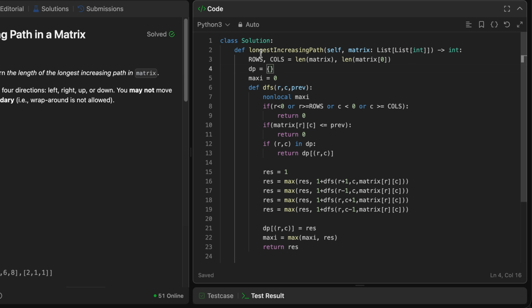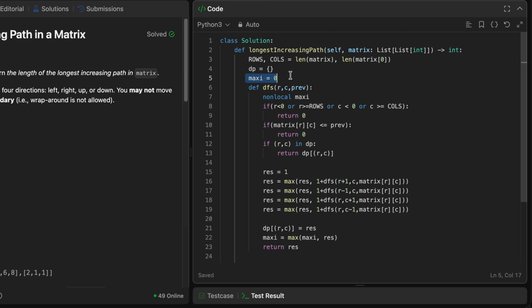So this is the code. First of all, I'm taking the rows and the columns from the given matrix. This makes it easier to do calculations later on. I don't have to keep writing length matrix and length matrix 0. And here is a DP hash map. You can also create a 2D array if you want, because that's what we discussed in the drawing explanation. But using a hash map feels more simple to me.